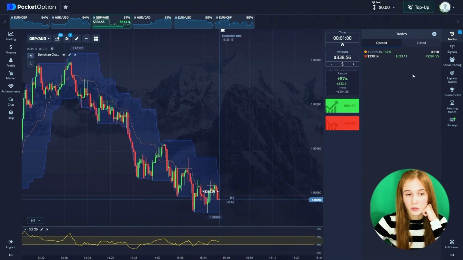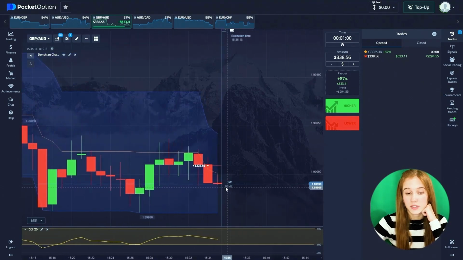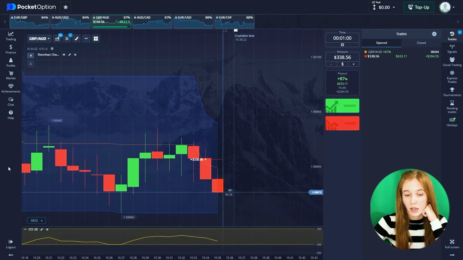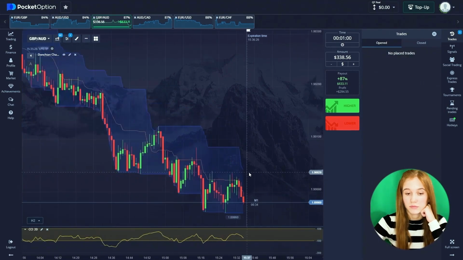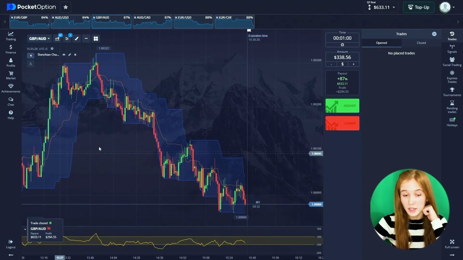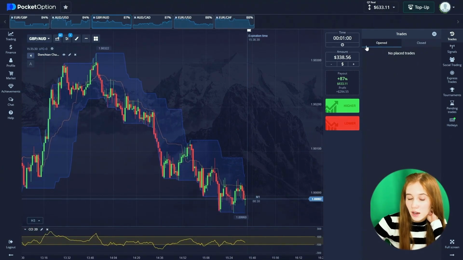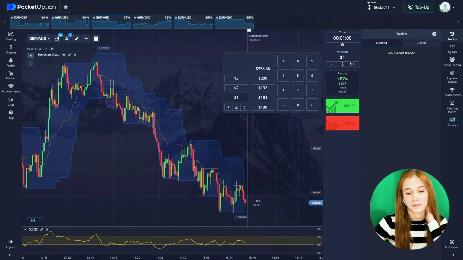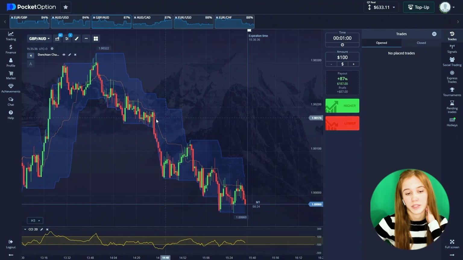Let's see our chart. 10 seconds left until the end. So it's stable for now. On CCI, we see a large drawdown. Yeah, plus, they are good. Our balance is $633. Good.